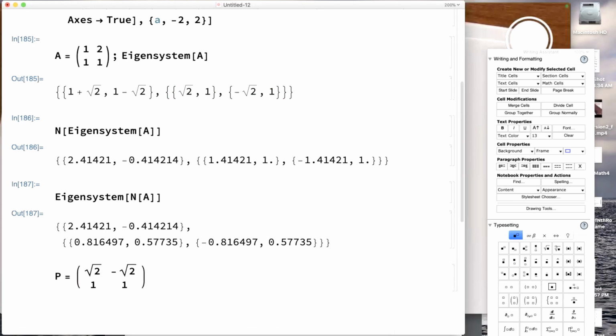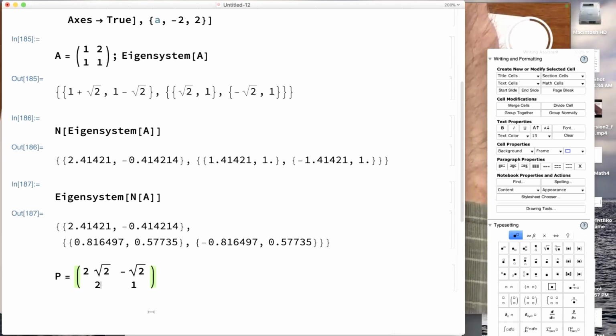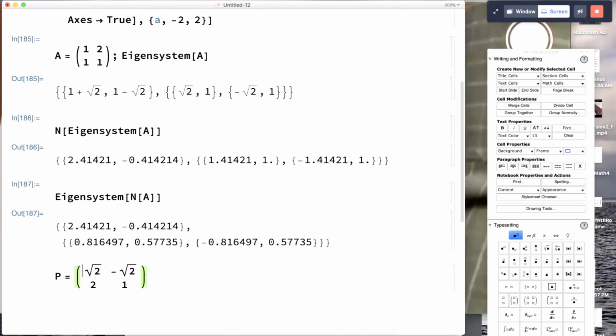P is not unique, just like eigenvectors are not unique. I could, for example, multiply the first column of this by 2. I could use that for P instead. It is a different P, and it does have a different P inverse, but the ultimate diagonal matrix turns out to end up being the same. I'll show it to you. I'll illustrate it. I'll go back to the original one though.